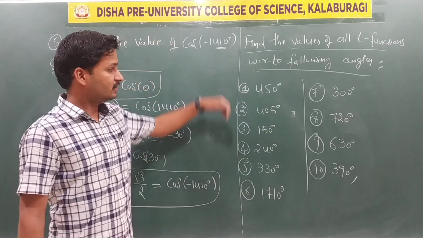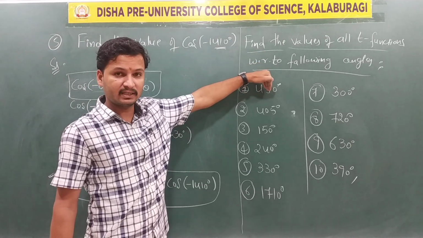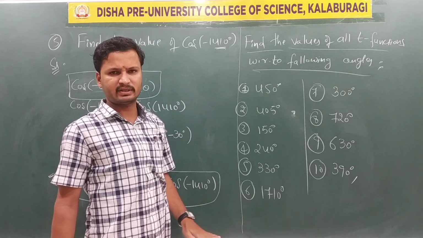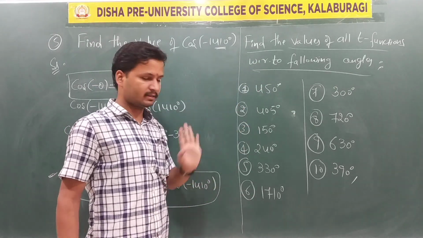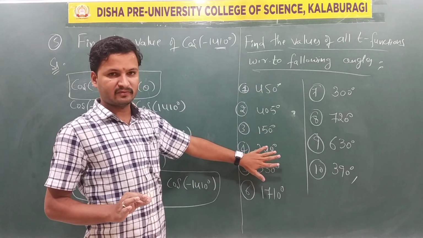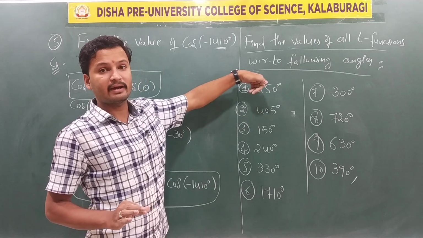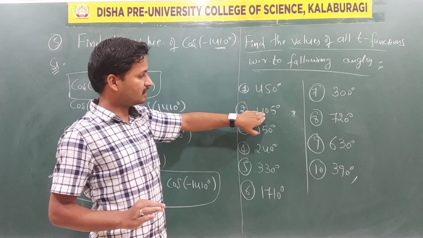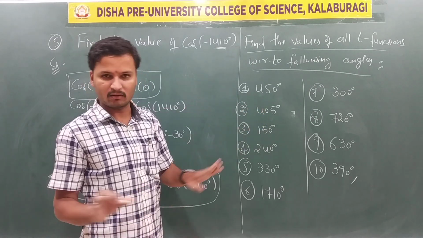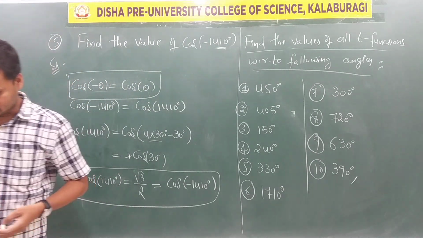So just take down these homework problems to find all the trigonometric functions with respect to the following angles. That means find sine of 450 degree, cos of 450 degree, tan of 450, secant of 450, all trigonometric functions with respect to these angles. Okay, is it clear? Here angles are given. Find sine 450, cos 450, tan 450, and all 6 trigonometric functions. Similarly, with respect to this angle, find sine, cos, tan, and all. Okay, yes.